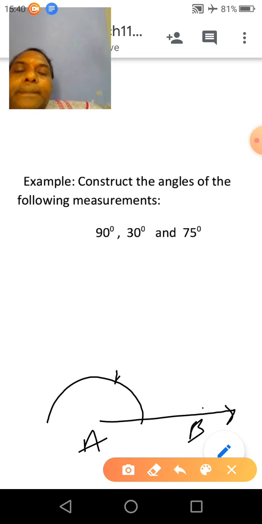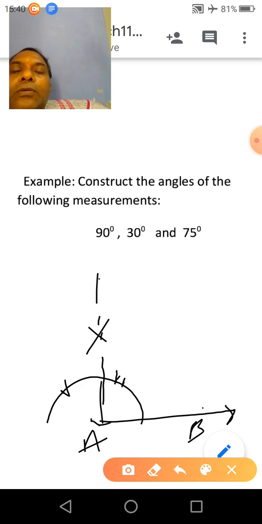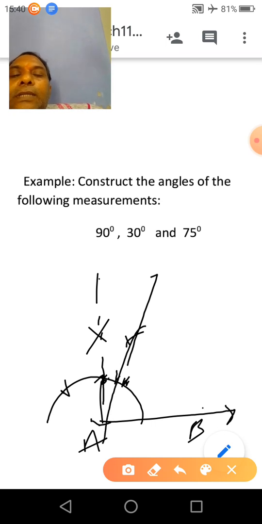See again. 60 degrees, 120 degrees, clear. Bisect this portion, then you have 90 degrees, clear. Now bisect here to here, then this angle will be 75 degrees, because this angle is 60, this portion is 30 degrees and its half is 15, so this angle will be 75 degrees.